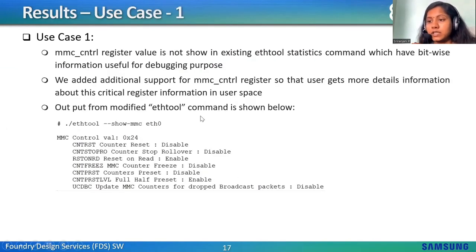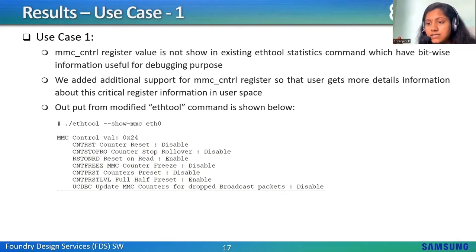As we saw our implementation, now we will see our first use case. We have taken the MMC control register in the DWC EQOS registers, which is the very first and basic MMC register, and it has bitwise information that is very useful for debugging. This MMC control register value is not displayed in the current Ethtool implementation for displaying MMC registers. We have added additional support for the MMC control register so that the user gets more detailed information about this critical register in the user space itself.